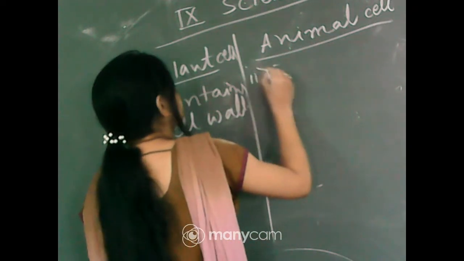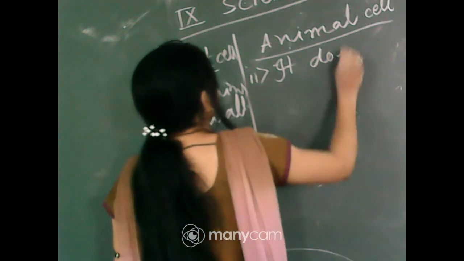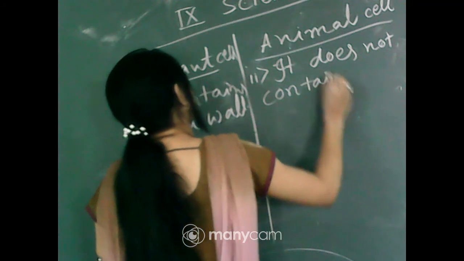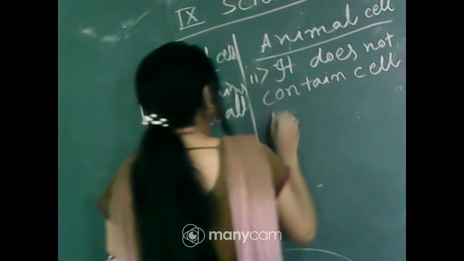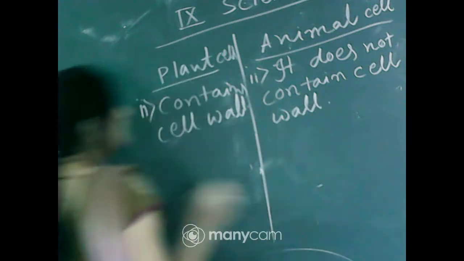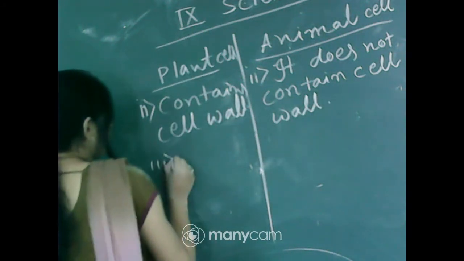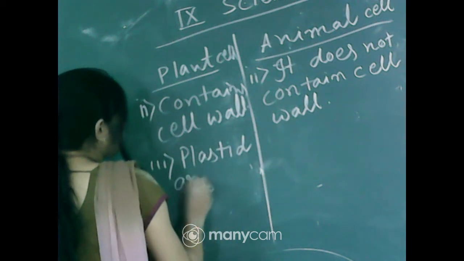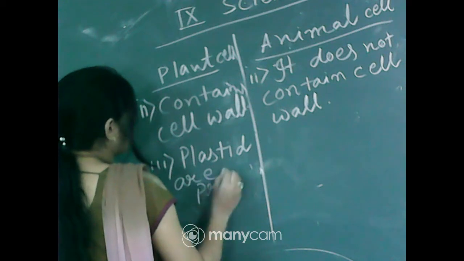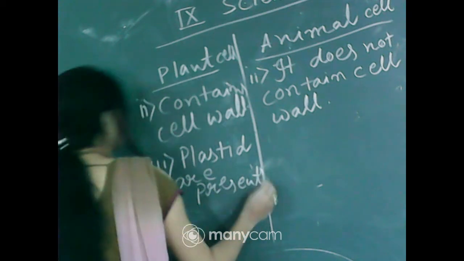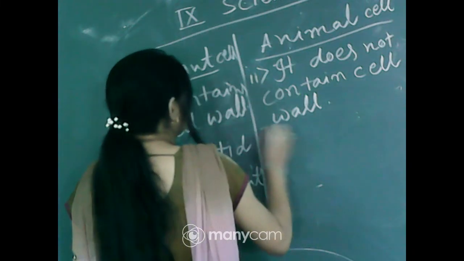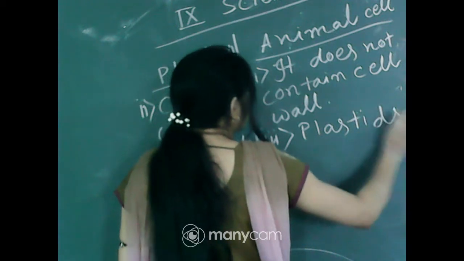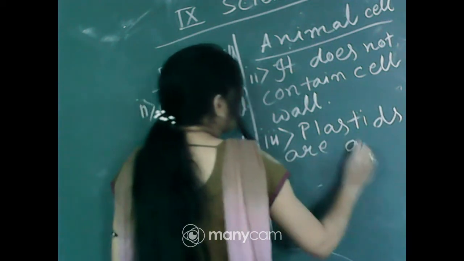Number 2, it does not contain cell wall, okay. Number 3, plastids are present, so that is why plants are green in color. Plastids are present, chloroplast you can also write down that, chloroplast is also present. In animals, plastids are absent. There is no color pigment present in animal's body, okay.